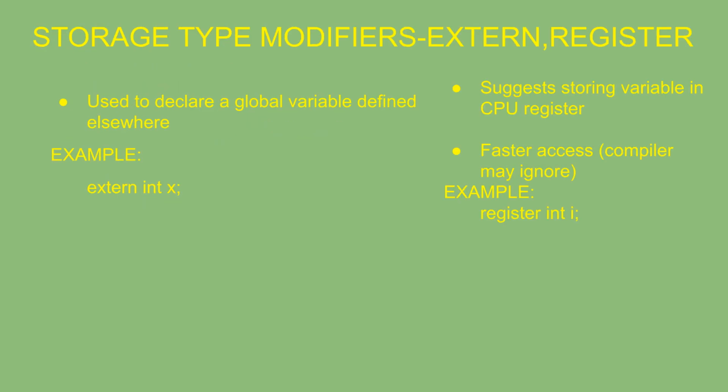The extern storage type modifier is used to declare a global variable defined elsewhere, such as extern int x. The register modifier suggests storing the variable in a CPU register for faster access, as in register int i.